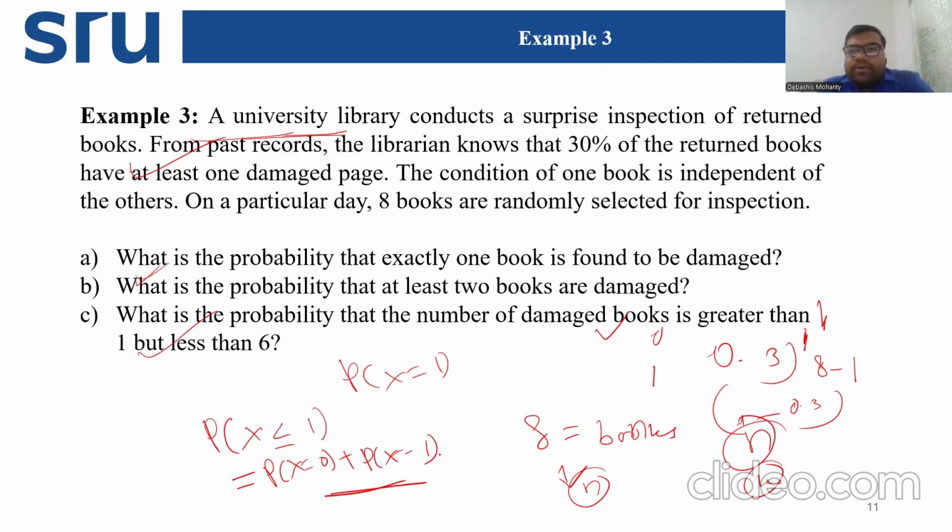Okay. So now we can understand how to calculate the probability, right? So next, in the next question, what is the probability that at least two books are damaged? That is very important, students. At least two books are damaged. In case of at least, this is the question actually. At least two means what? What do we need to calculate? So we have to see here.